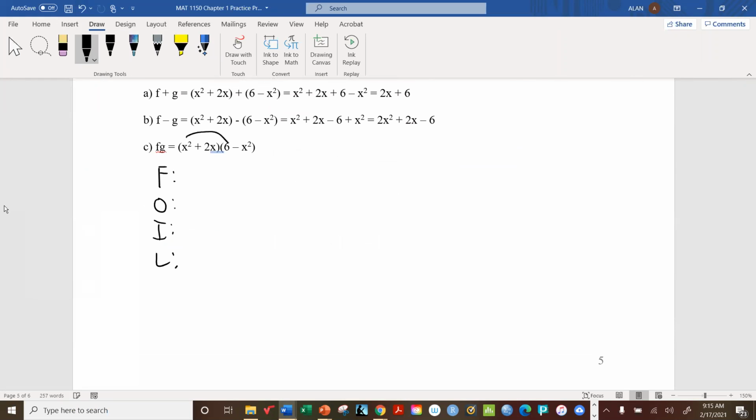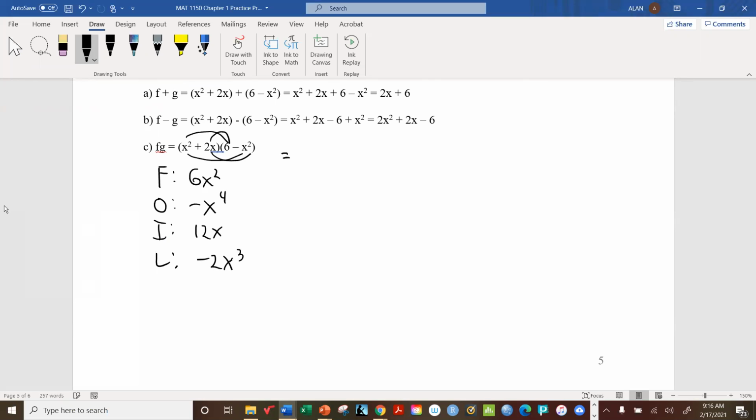F is 6x squared. O is negative x to the fourth. Inner is these two, 12x. Last is these two, minus 2x cubed. That's right, isn't it? 6x squared minus x to the fourth, 12x. Yes, okay, so none of these can be combined.